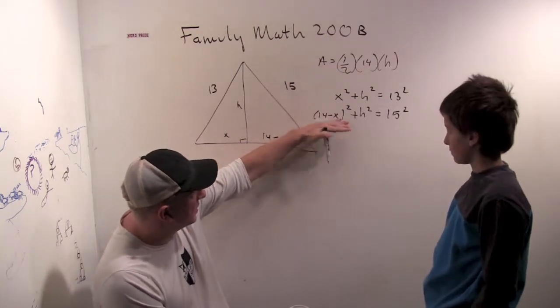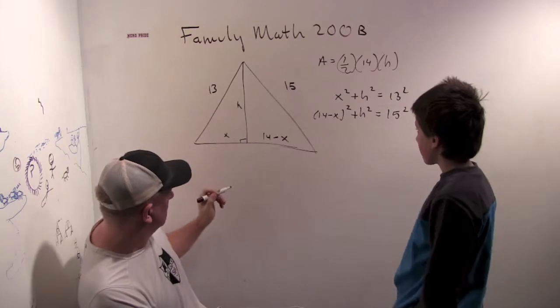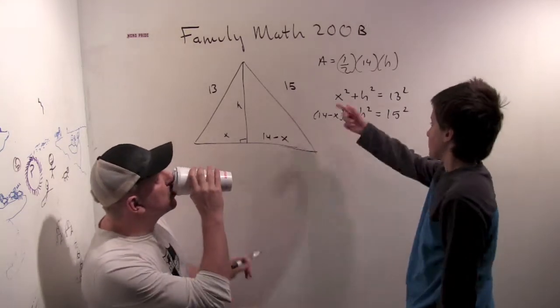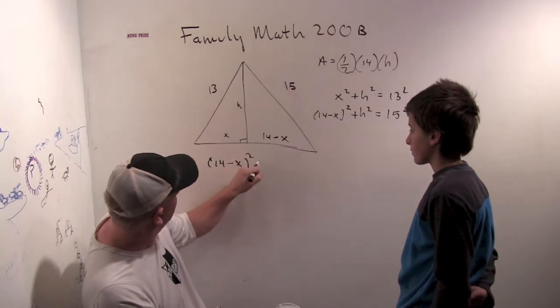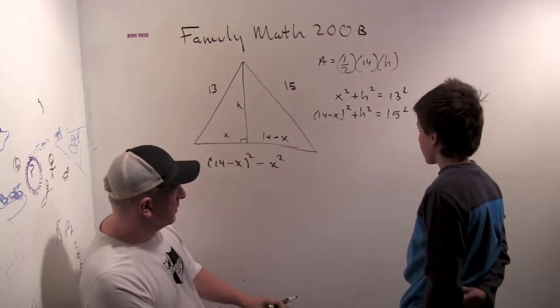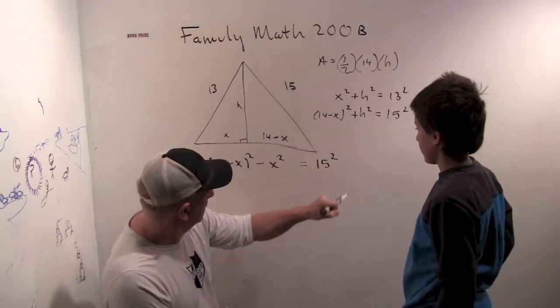So what happens when I subtract these two equations? What do I get? Well, you get x squared. You get (14 minus x) squared minus x squared. All right, (14 minus x) squared minus x squared equals 15 squared minus 13 squared.